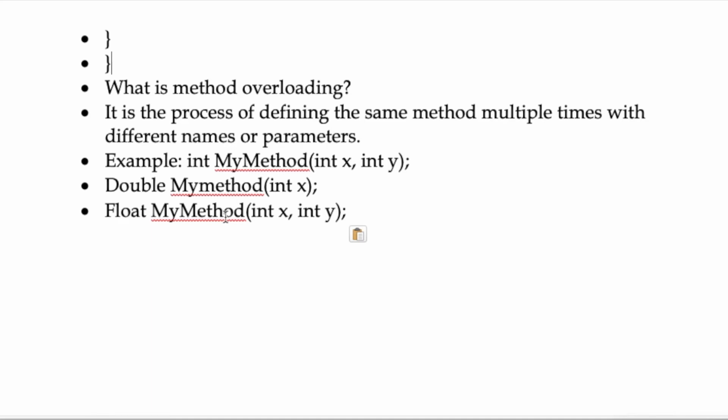It is the process of defining the same method multiple times with different parameters. Here we have myMethod as the name of our method which we are going to declare. We are going to declare it as many times as we want by just changing the data types, in the examples given below. Now let us see an example which is a simple one.